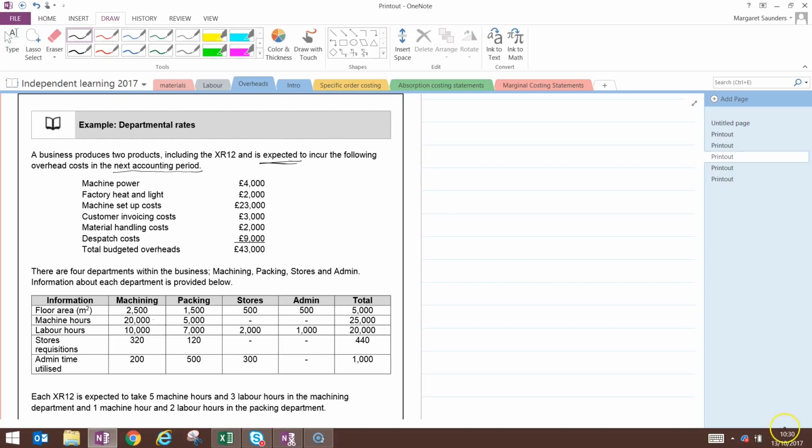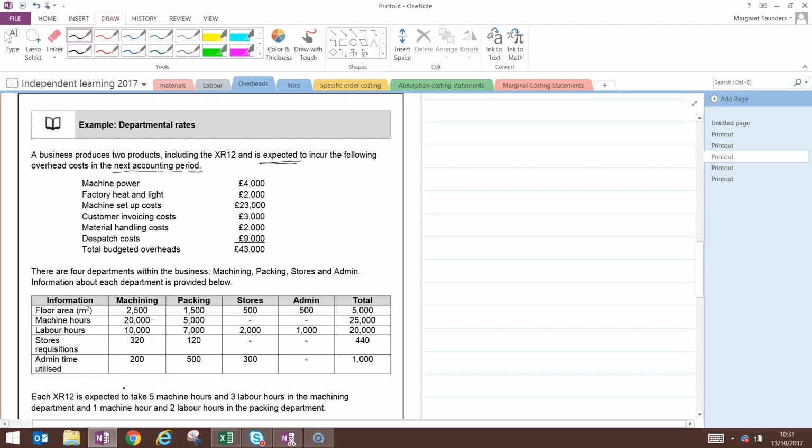They've given us the floor area, so the size of each of the departments. They've told us how many machine hours are worked in the departments. Now stores and admin have no machine hours, so that tells us that there are no machines in those departments. It's told us the labour hours for each department. It's given us the store's requisitions.